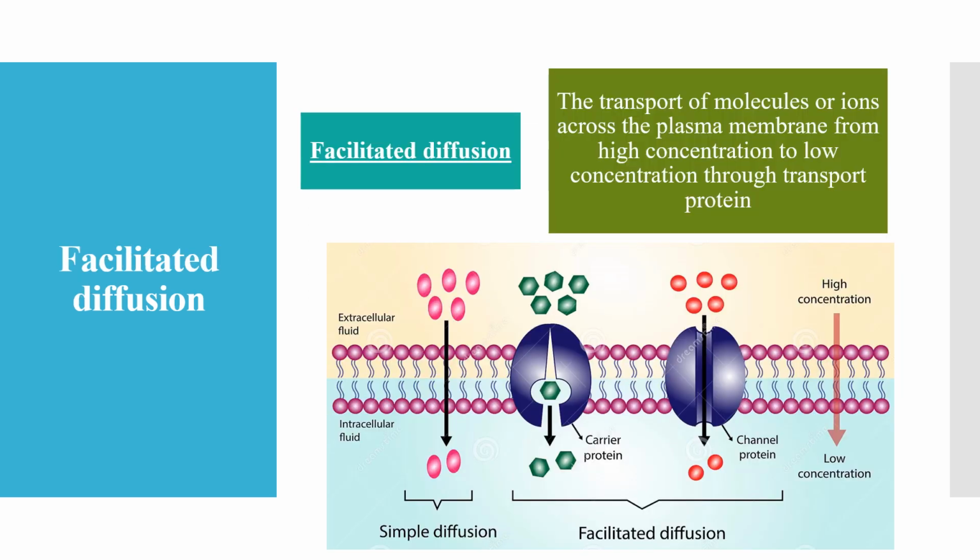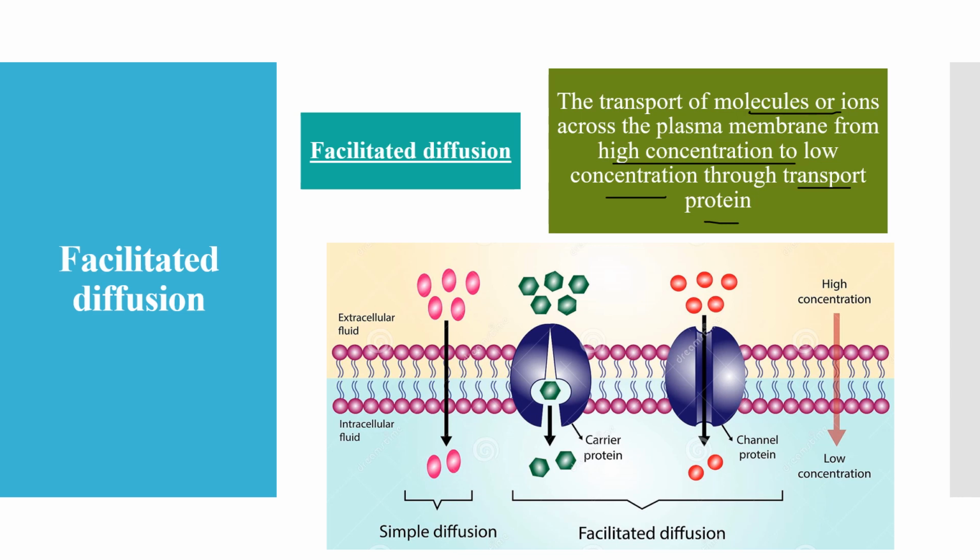Next is facilitated diffusion. In facilitated diffusion, molecules or ions are transported across the plasma membrane from an area of high concentration to an area of low concentration through transport proteins. Here the transport is across the plasma membrane, and the transport proteins play a very important role.